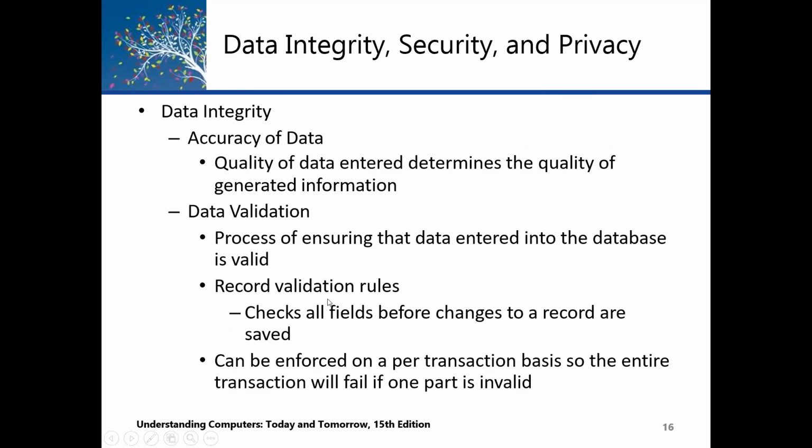Okay, so next one is data integrity: the accuracy of data, the quality of data entered, determines the quality of generated information. Then data validation: the process of ensuring that the data entered into the database is valid. Record validation rules check all fields before changes to a record are saved. This can be enforced on a per transaction basis, so the entire transaction will fail if one part is invalid.